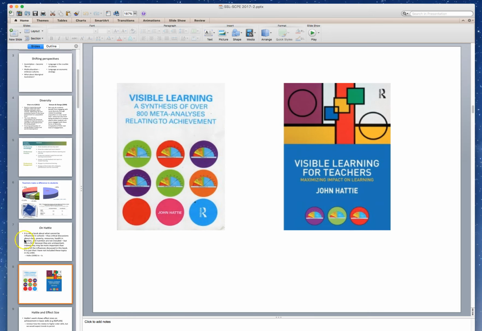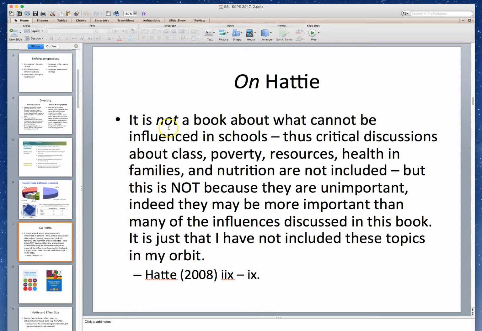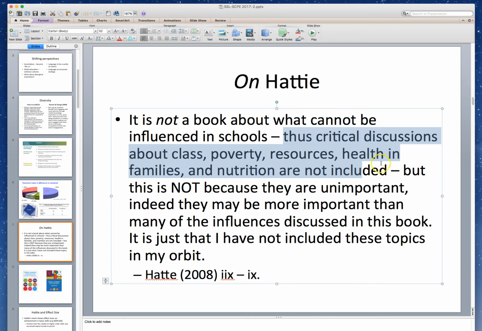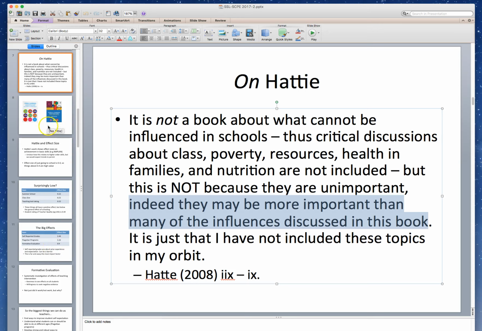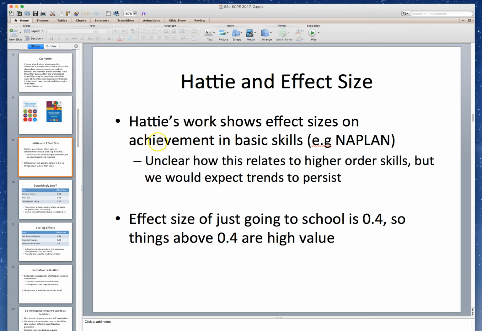Important thing with Hattie in his book, this Visible Learning that most principals have on their desk, or the next version, is that he actually makes it really clear. Critical discussions around class, poverty, resources, health in families and nutrition are not included. But it's not because they're unimportant. Indeed, they may be more important than many of the influences discussed in the book. Right. So even Hattie himself is making the argument and trying to avoid that issue around, hey look, why are we doing this? We should be focusing on teachers. Like, well, actually, no, that's just not what he's looking at. Now, importantly, he talks about some influential stuff, which are what we call effect sizes and statistics.